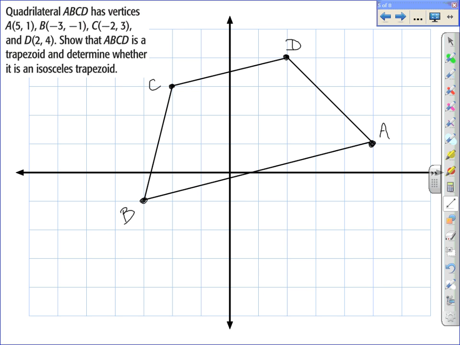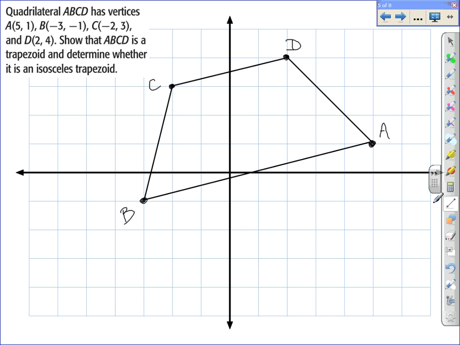Okay, so first of all, let's establish that we have a trapezoid. In order to do that, I need to ensure that I have one pair of parallel sides. So I'm going to have to find the slope of the sides. Now, I don't really need to waste my time. I graphed this, so I know which sides look like they're parallel and which sides don't. I want to check, obviously, C to D and B to A, which look like they're probably parallel.